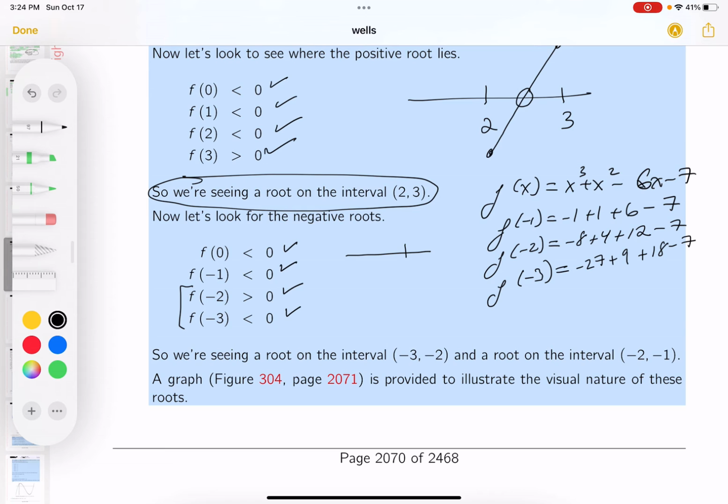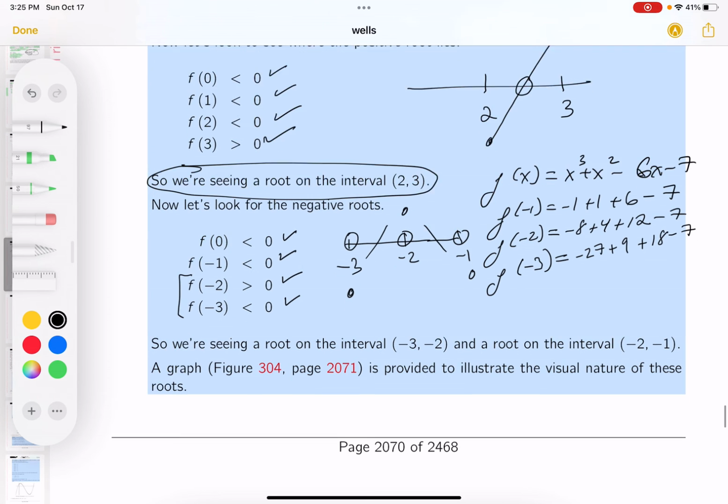So between minus 2 and minus 3, what happens? At minus 2, it's up here. You get the idea? Let's do the minus 1 too. I'm sorry about that. At minus 1, it's below. At minus 2, it's above. At minus 3, it's below. Oh, I got crossings.